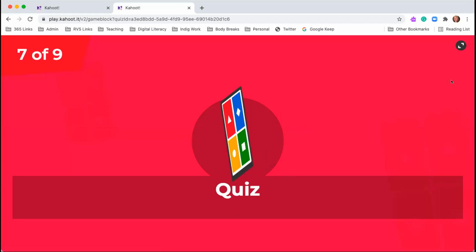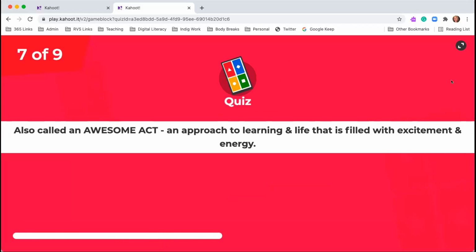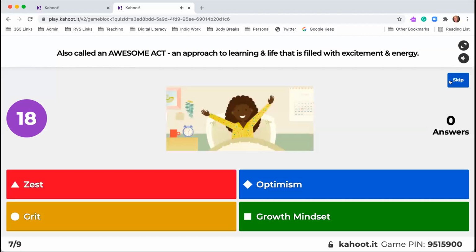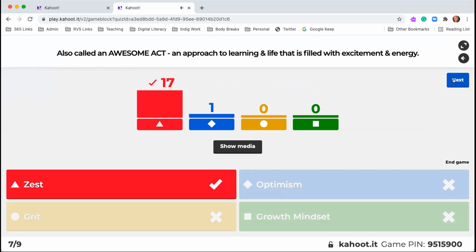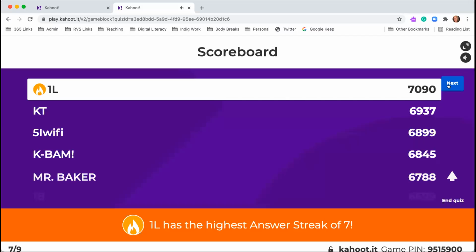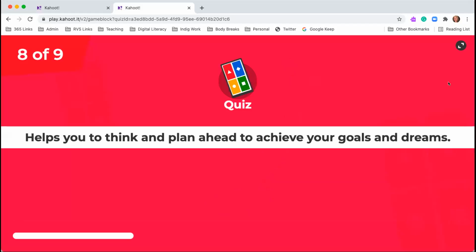They're reviewing double points. Also called an awesome act, an approach to learning and life that is filled with excitement and energy. Is it zest? Is it optimism? Is it grit? Is it growth mindset? It's one of our awesome acts that we can get points for our house teams. That's a clue as well. Let's see. Oh, yes, that's right. It's zest. That's great. 100% almost there. Whoa, look at these people. Oh, Mr. Baker's now on the board. Here we go. Only two questions left. Thank you for everyone's patience.